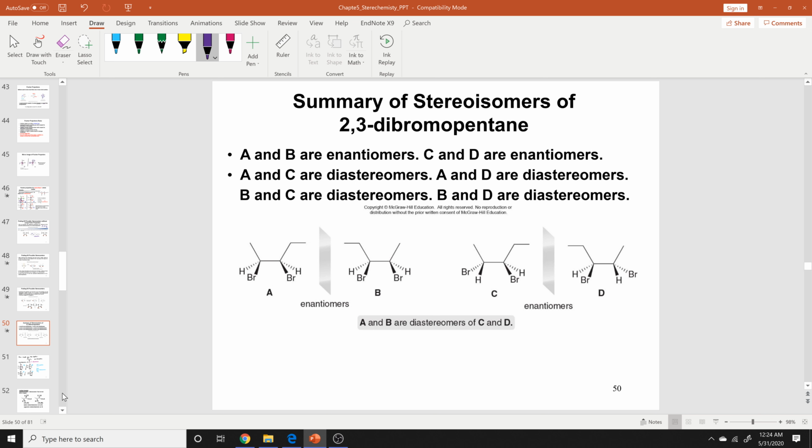Having also A and C, B and C, B and D, and A and D, all of those are considered to be diastereoisomers because they differ in one chiral center in this case. They don't differ in all the chiral carbons, they differ in one chiral center.